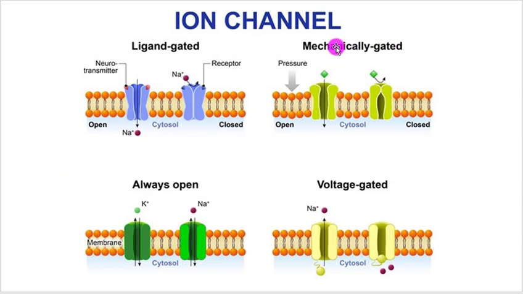There are other types of channels. Some of them are mechanically gated. We're not going to talk about those because they're really not present in the skeletal muscle fiber. But really what that means is that these doors open in response to pressure here on the cell membrane. You have some doors that are always open, and there's no gate, so to speak. There's nothing that closes these things down, so they're always open.